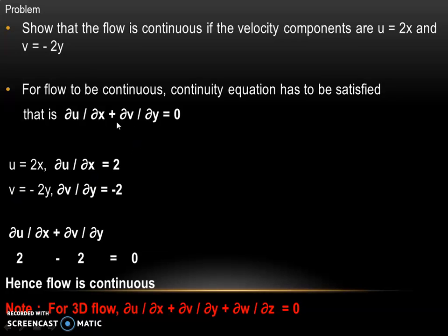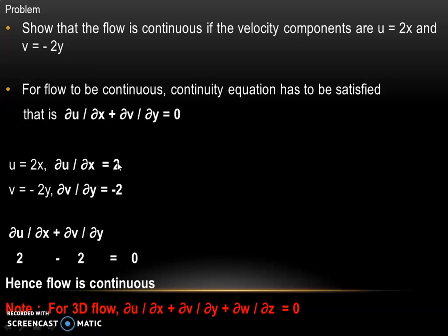Similarly, we will find out what is dou v by dou y. So for that, we will write the equation for v, which is equal to minus 2y, and then we will find what is dou v by dou y. Dou v by dou y will be equal to minus 2 into n y raised to n minus 1. Here n is 1. So 2 into 1 into y raised to 1 minus 1 will be minus 2 into y raised to 0, which is 1. Hence we get dou v by dou y is equal to minus 2.